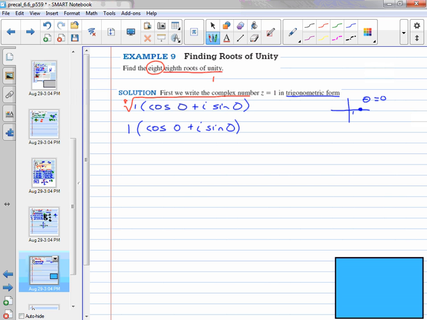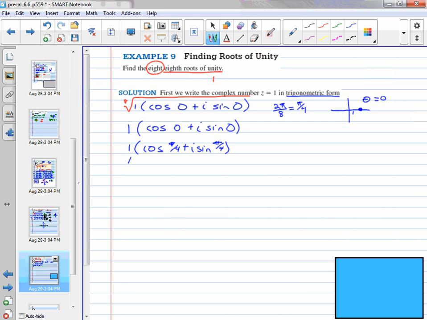Here's my first answer. Now, if I have 8 of them, and 2 pi is a full circle, divided into 8 parts, I get pi over 4. I need to add a quarter pi to these each time. 8th root of 1 is 1. Cosine of 0 plus a quarter pi is a quarter pi. Plus i sine pi over 4.